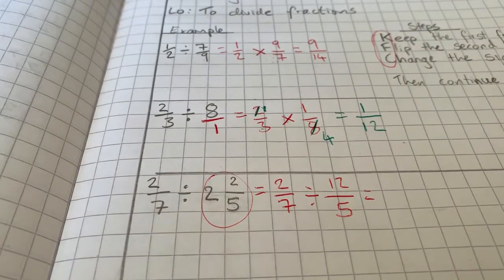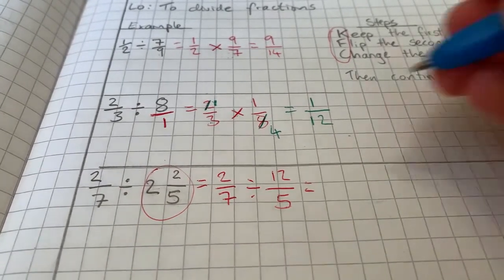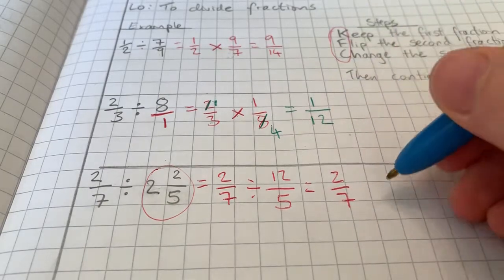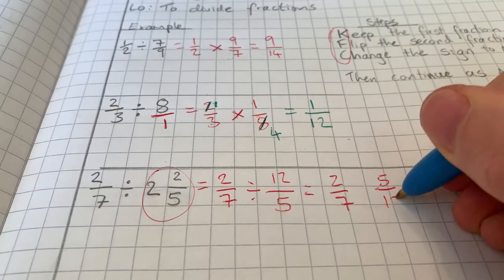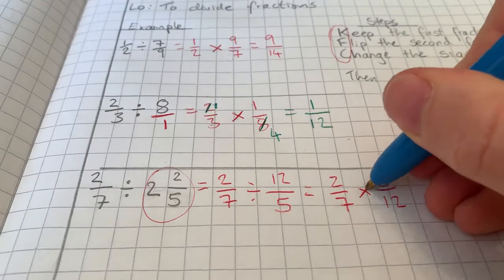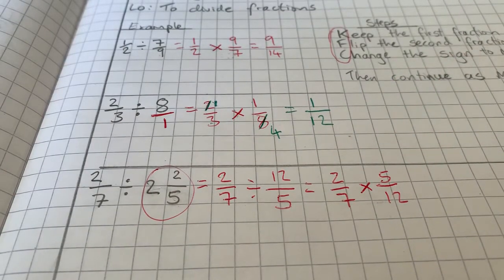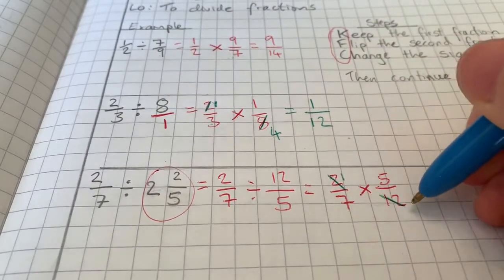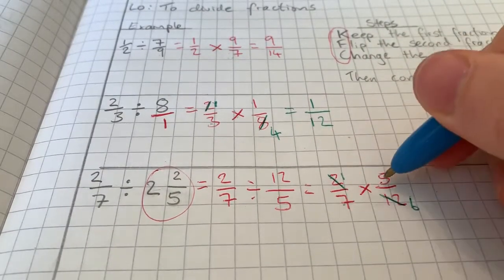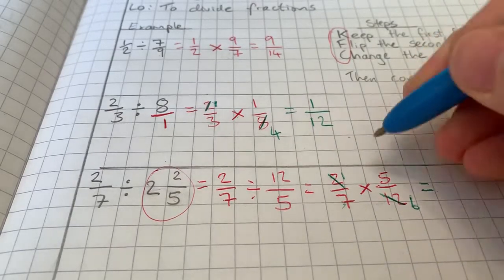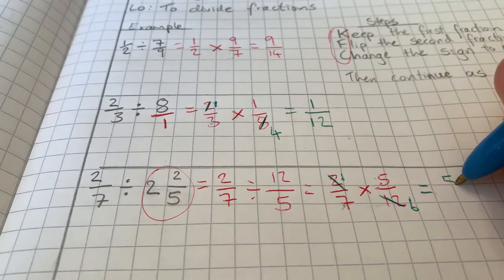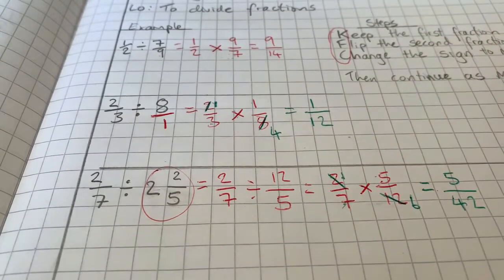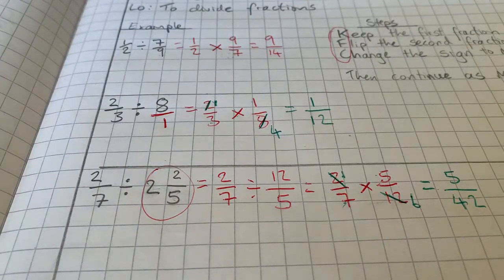Now we're going to do our question. So we've got 2 over 7, keep that first fraction the same. Flip the second fraction, so it becomes 5 over 12, and then change that sign to times. And if you have a look there, we can cancel the 2 and the 12, becomes 1, 6. The 7 and 5 can't cancel, so there we got 1 times 5, which is 5, and 7 times 6, which is 42. And that doesn't cancel down from there.